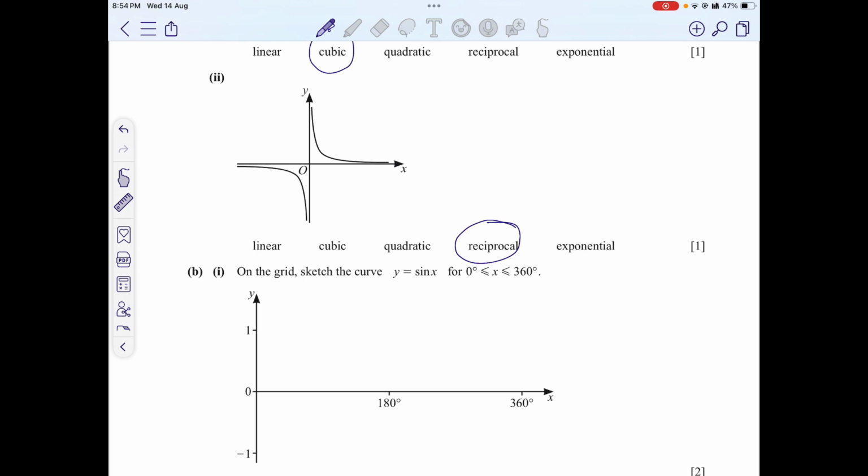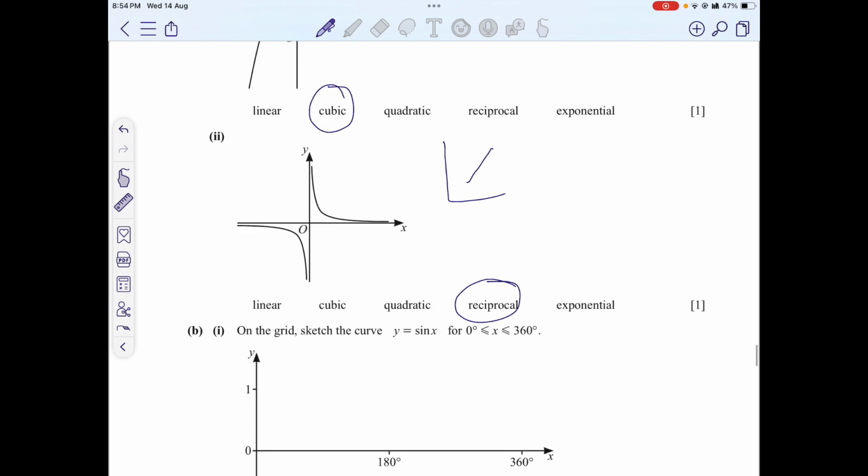If you want clarification, a linear would be a straight line, a cubic is shown upwards, a quadratic could be like this, or it could also be like this. Exponential would just pass through this point, that is 1, and then it would rise.